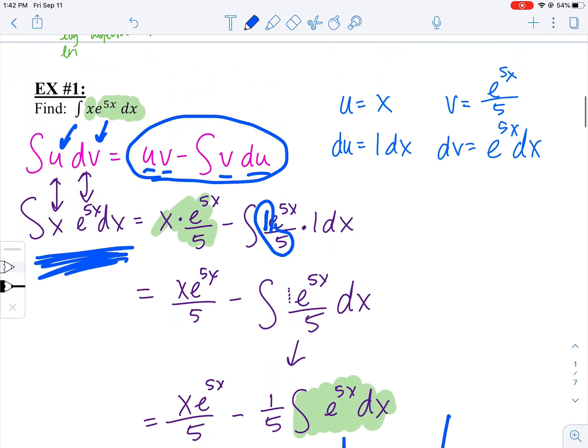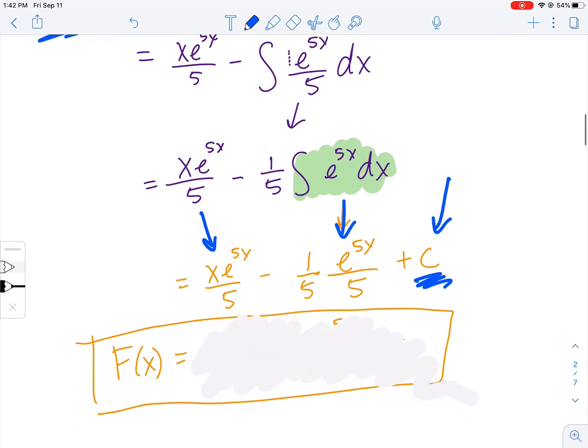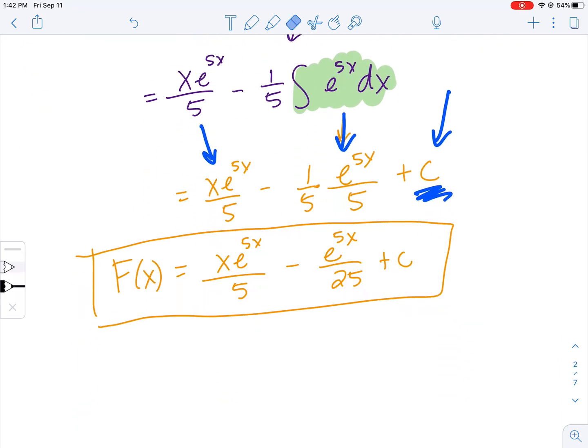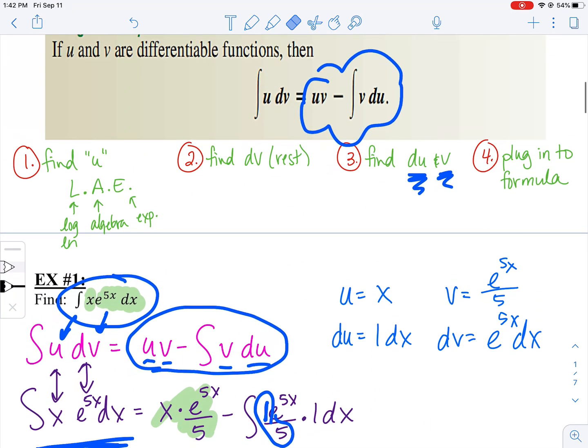So that means the integral of x e to the 5x is really going to be x e to the 5x over 5 minus e to the 5x over 25, that was my 5 times 5, plus c. So I can integrate something that looks like a product rule. I just have to make sure I use integration by parts. Making sure, again, you follow those four steps.